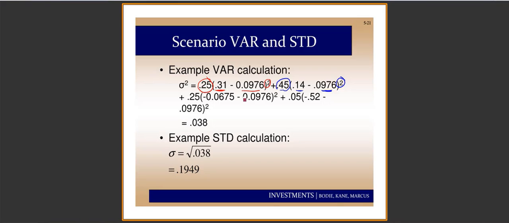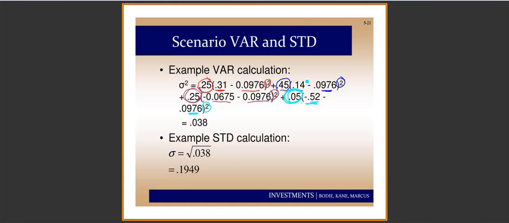Remember, there was a chance of a poor economy, a 25% chance. In a poor economy, we would lose 6.75%. Again, we subtract the average that we calculated, square that deviation, and multiply what's in parentheses times the 25%. Okay, finally, if in fact there is a crash, we're going to lose 52%. We subtract from that 52% the average. We square that deviation and multiply it times the probability of a crash.